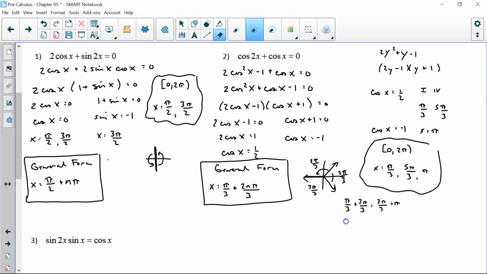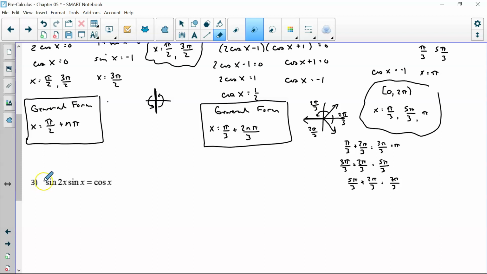There's our other solution. And then when we add 3 pi over 3, which is pi, plus 2 pi over 3, that brings us to 5 pi over 3, our other solution. And then when we add 5 pi over 3 and 2 pi over 3, that gives us 7 pi over 3, which is the same as pi over 3. So it's just going to keep bringing us around. All right, let's go to problem number 3.